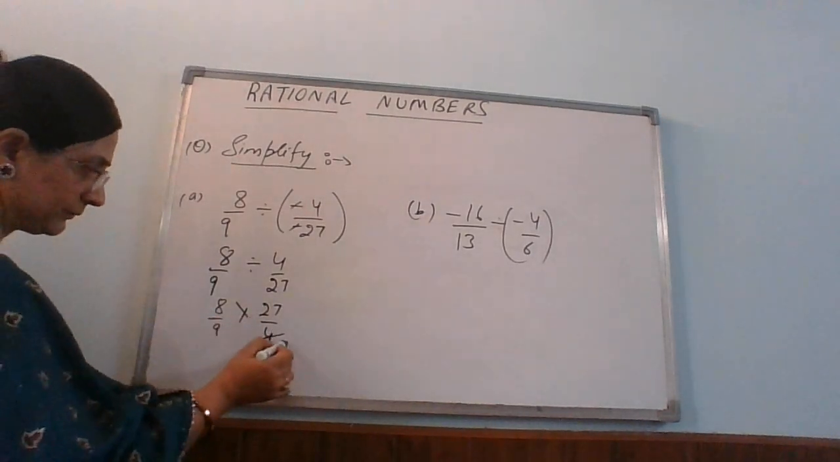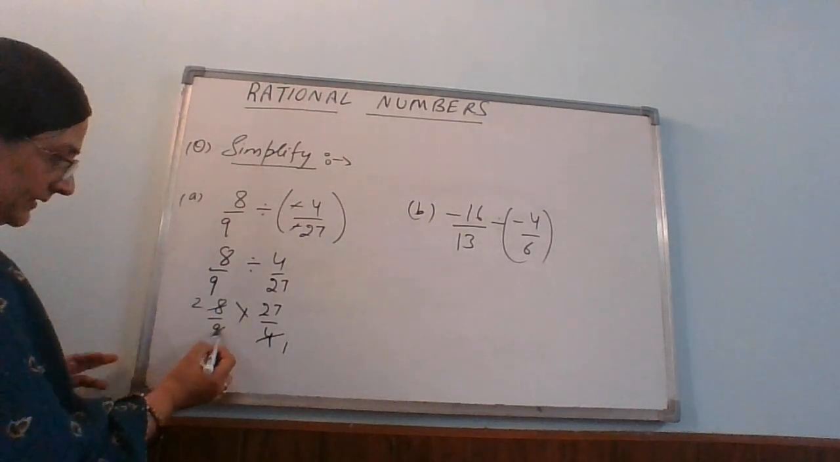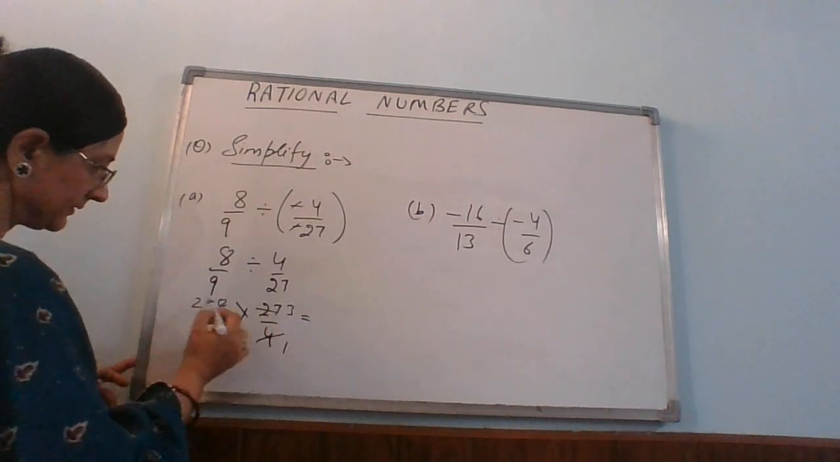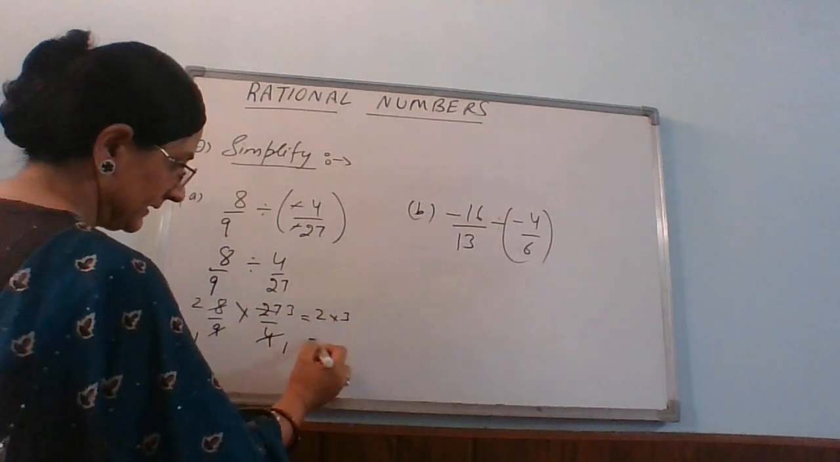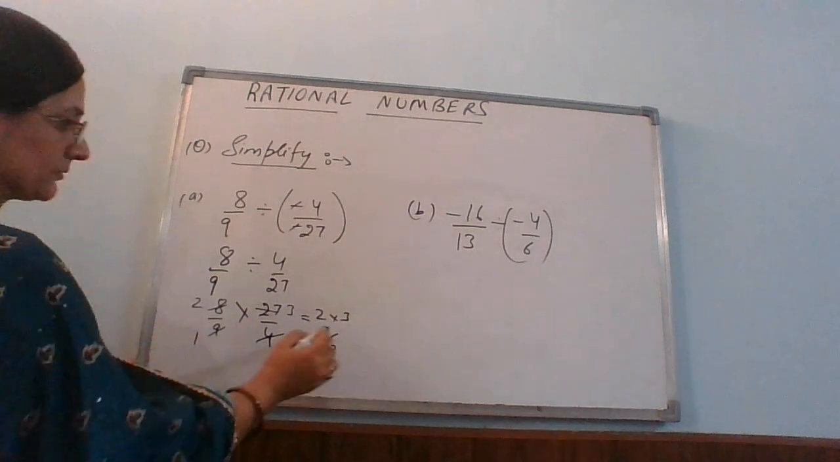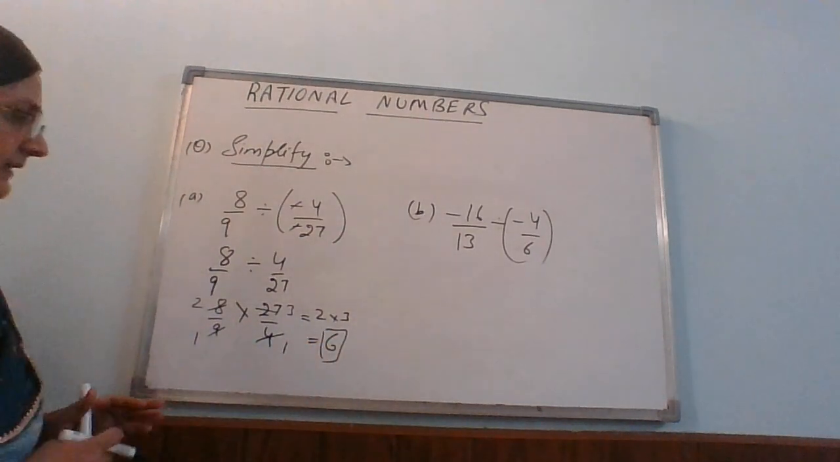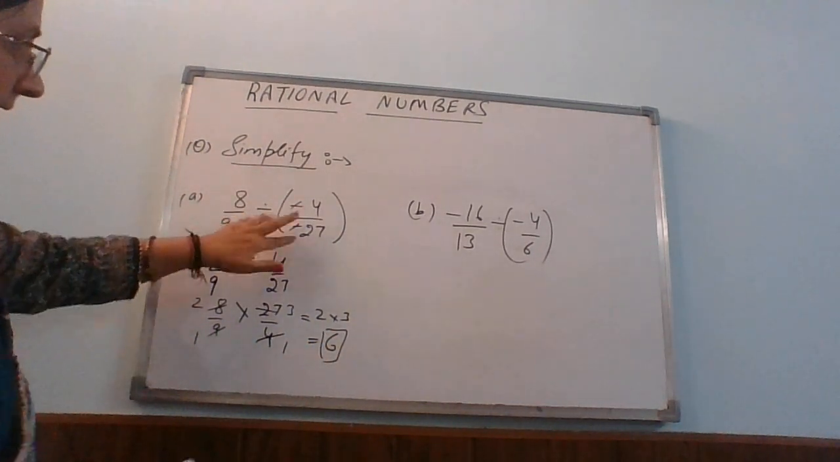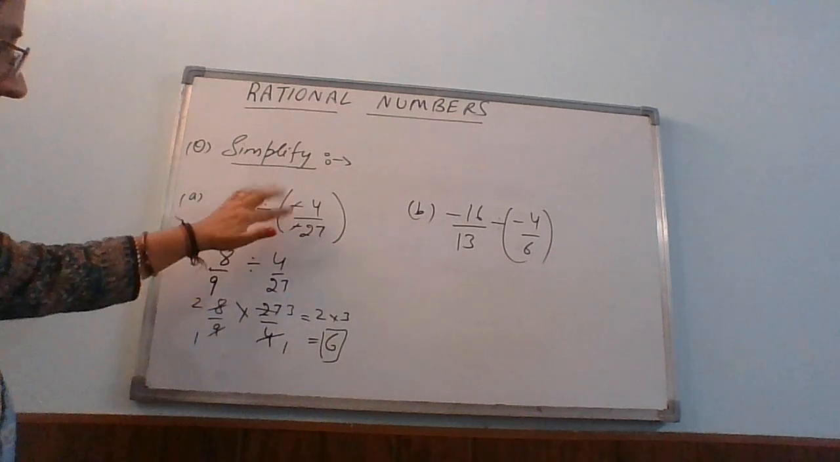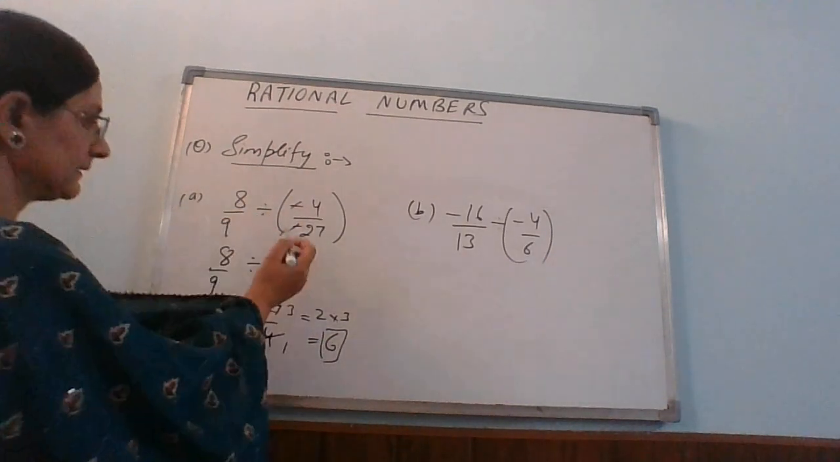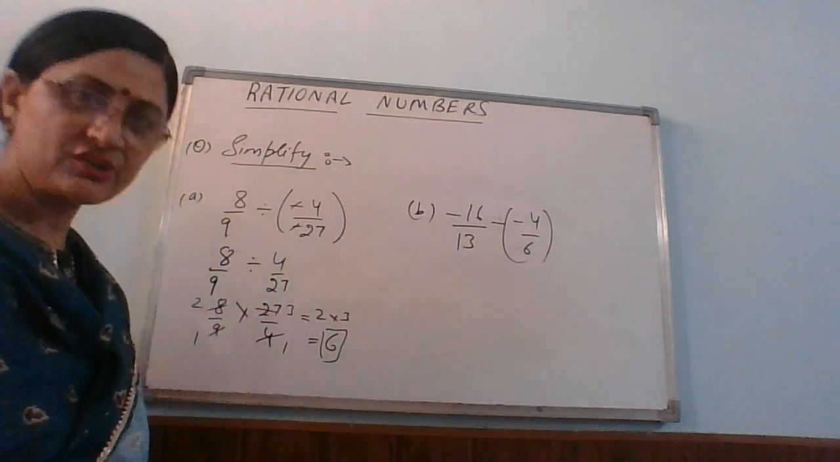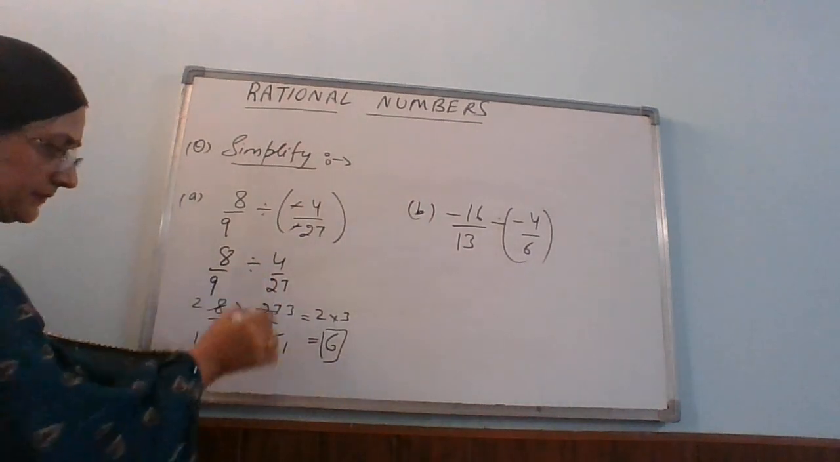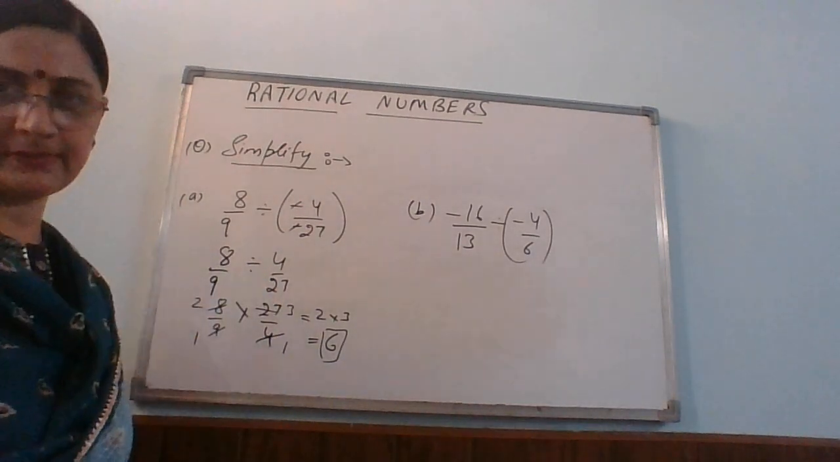You can cancel out like 4 ones are 4, 4 twos are 8, 9 ones are 9, 9 threes are 27, and 2 and 3 are left. So we are left with 2 and 3, that is 6. So 6 is the answer. What did we do? First there were two signs, right? Cancel those signs and then you'll be getting this. Now divide changes to multiply and this becomes reverse. Then you would have to do the cancelling part, right?